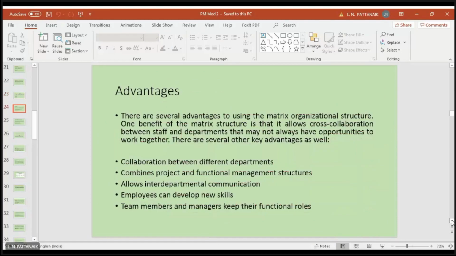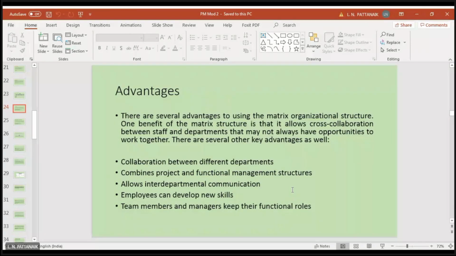Let us see what are the advantages of this kind of structure. There are several advantages to using the matrix organization structure. One benefit of this structure is that it allows cross collaboration between the staff and departments that may not always have the opportunity to work together, right?